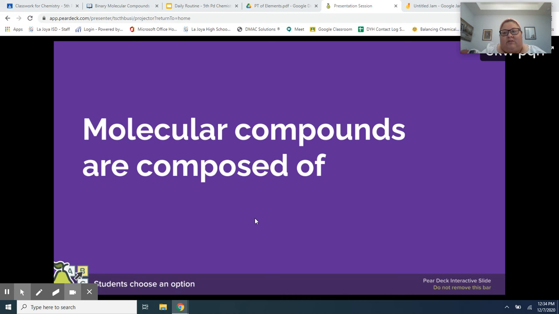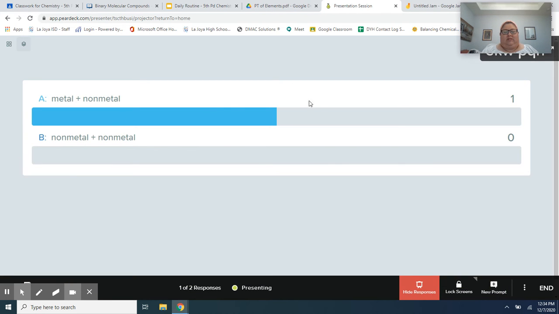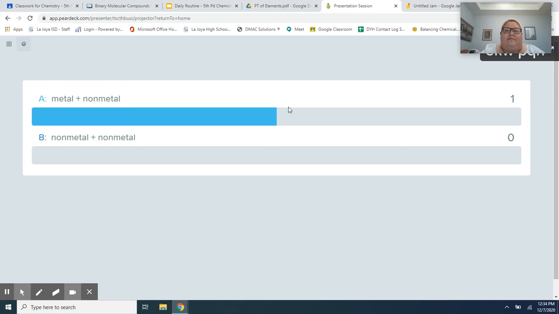Molecular compounds, molecules, are composed of what type of atoms, what type of elements? What do you think? A or B? A, a metal plus a nonmetal, or B, a nonmetal plus another nonmetal? Mario says A. Is everybody going to agree with Mario or disagree? Melissa, Arlette, what do you think?